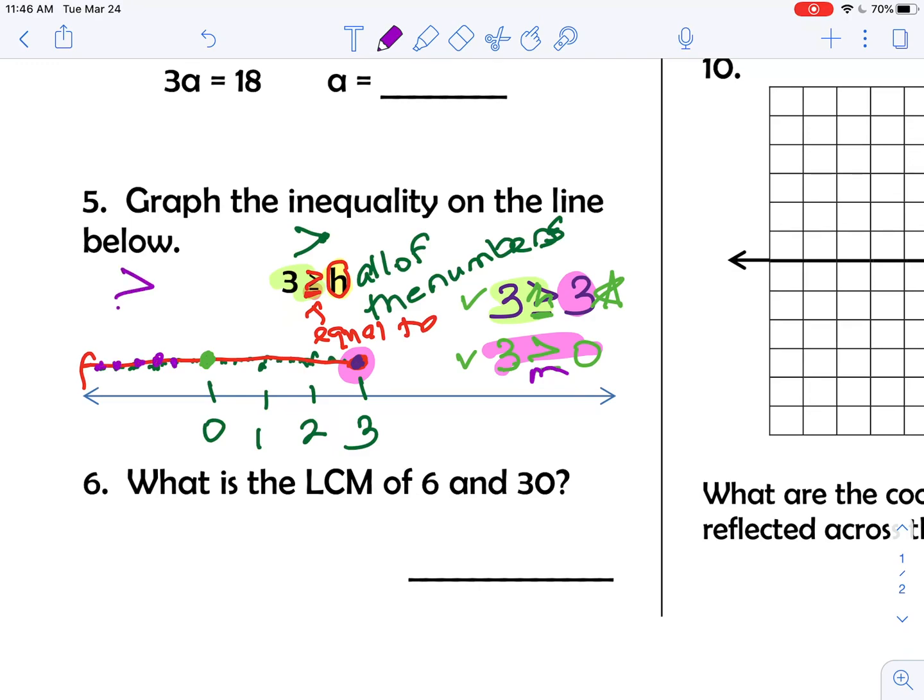So each number on our number line, each of these points right here, either has to be less than 3, or it can be equal to 3. And because it can be equal to 3, we put a solid dot there, because 3 is an okay part of the answer. All right, we're going to work on this more, but hopefully that clarifies that somewhat for you.